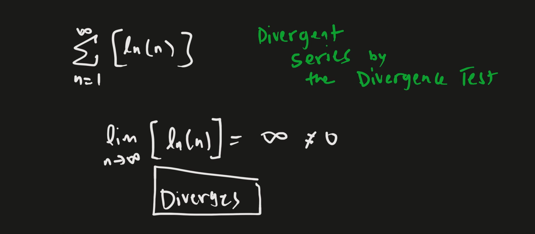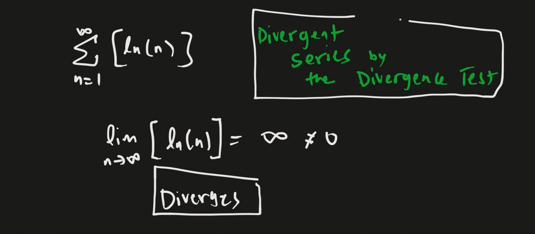So that's just a quick example of the divergence test actually helping you. Oftentimes you should always check the divergence test before checking any other tests, because sometimes that can help you. Sometimes you don't need to write it out. You can just check it in your head and be done with it. That's it.